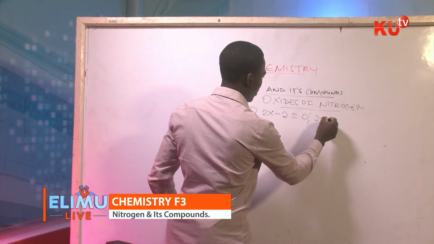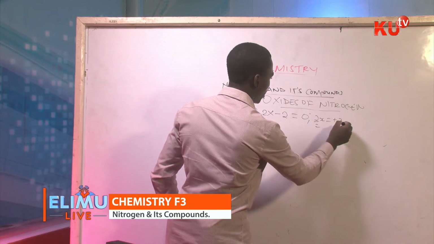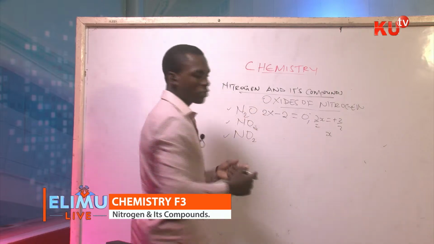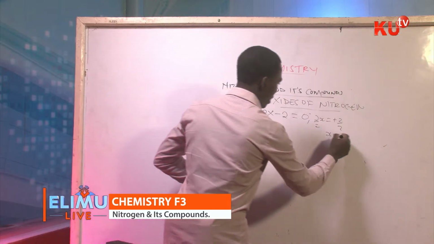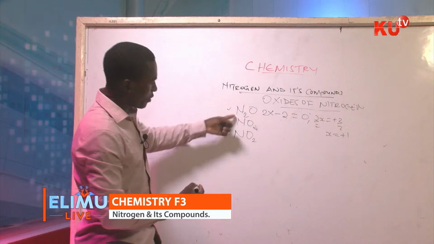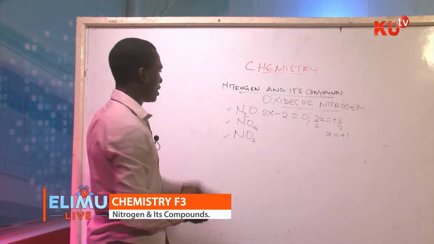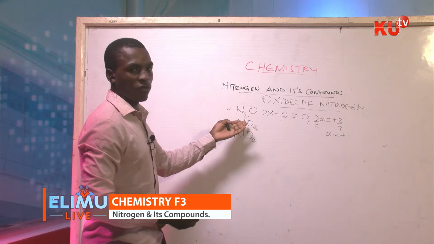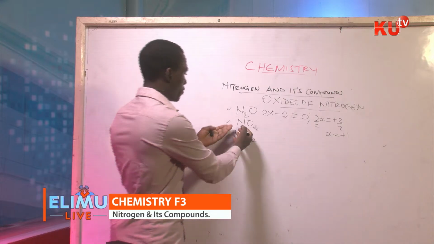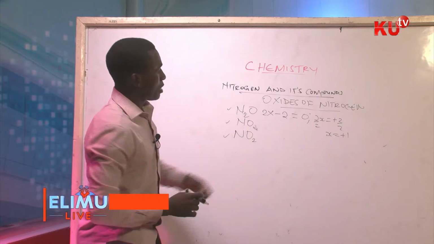So that gives us 2x equal to +2, divided by 2 on both sides. So x, being the oxidation number of nitrogen, will become +1. So the oxidation number of nitrogen is +1. That's why you call it nitrogen 1. Similar to this, the oxidation number of nitrogen here is 2. That's why you call it nitrogen 2, and this one nitrogen 4.